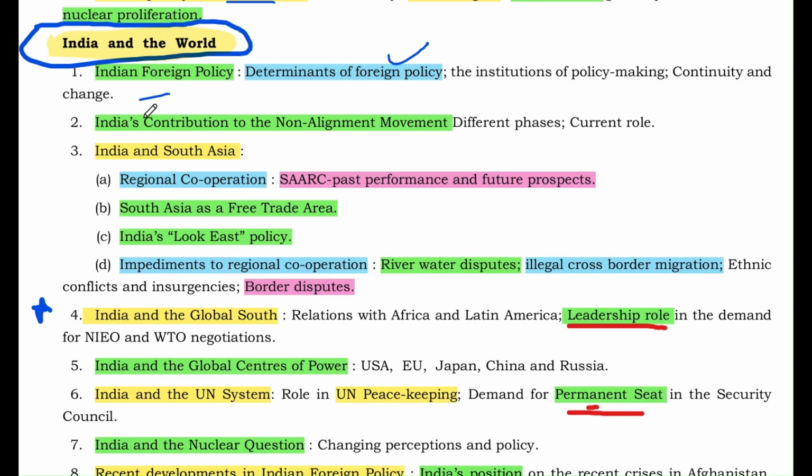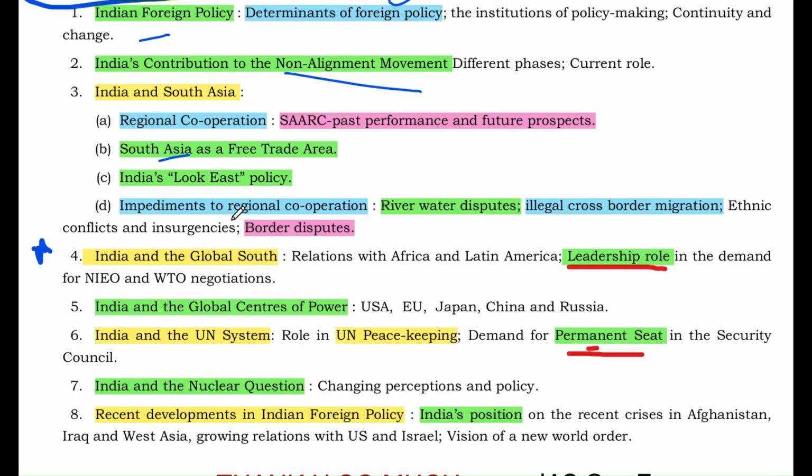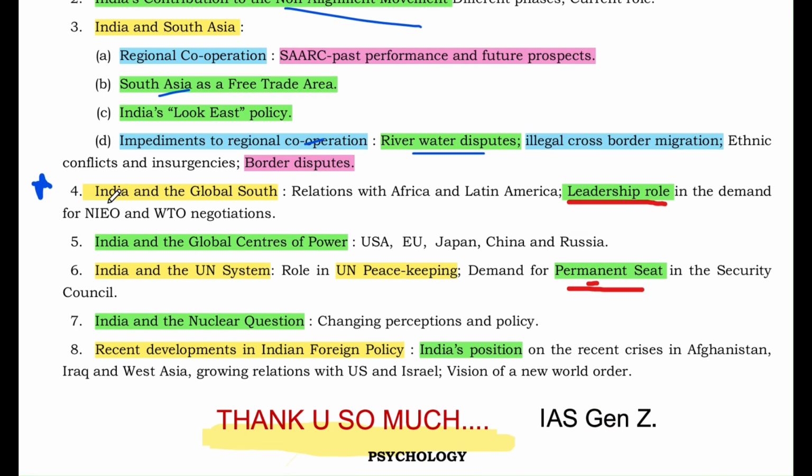ओके, 10 मार्कर, 20 मार्कर, 15 मार्कर्स. India's contribution to the Non-Alignment Movement. Another, India and South Asia, regional cooperation like SAARC, Southeast Asia, Look East policy, regional cooperation, river disputes and border disputes. This topic is important. India and the Global South. India is taking a leadership role in the Global South. India is increasingly pushing for a permanent seat in the UNSC, United Nations, and the UN system.